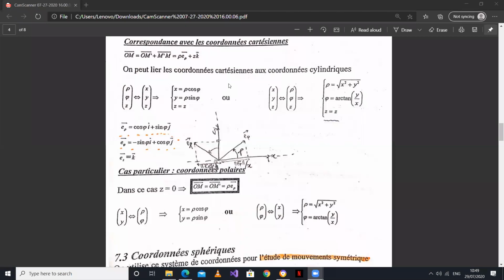What I want is a rho, not a rho squared. So I will introduce the square root. When I introduce the square root on both sides, it will become rho equal to the square root of x squared plus y squared. And that's where this comes from.